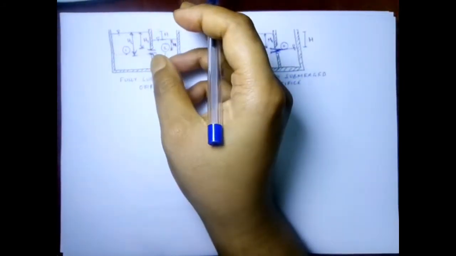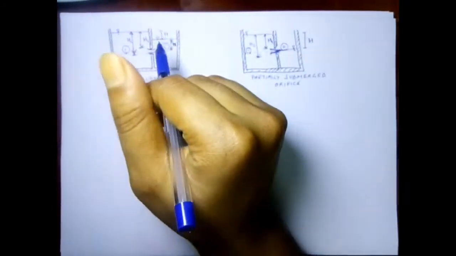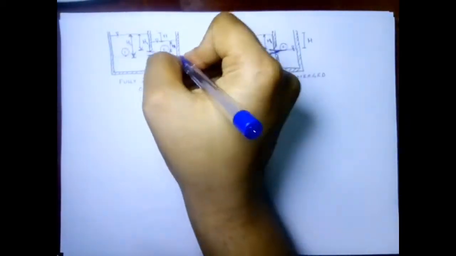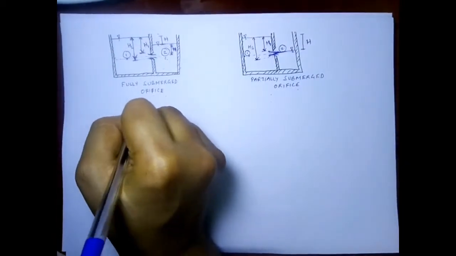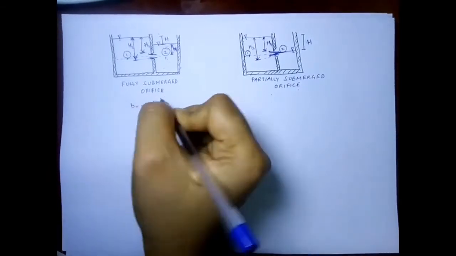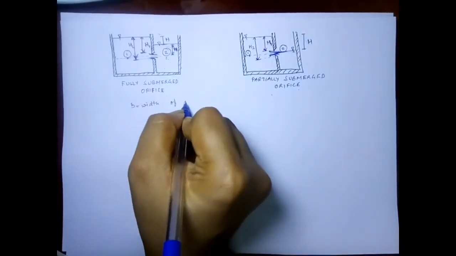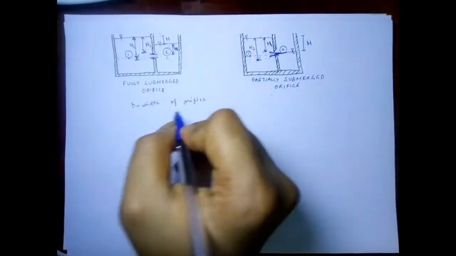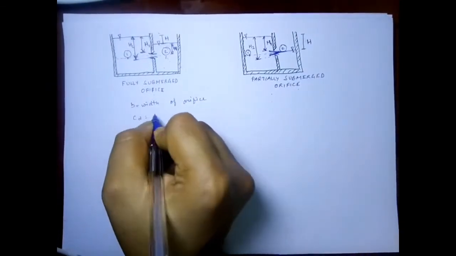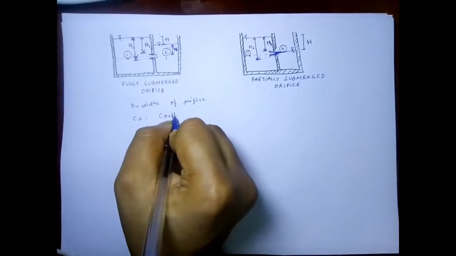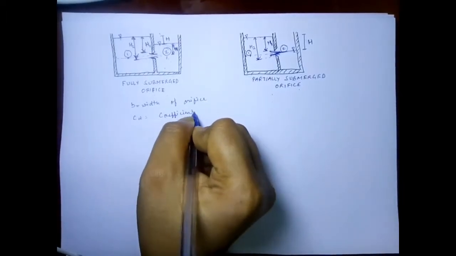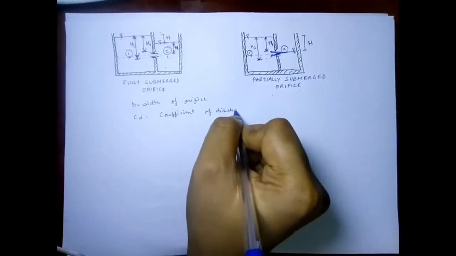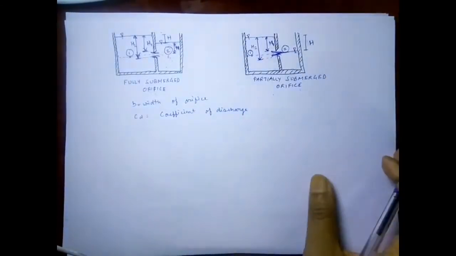H is the difference in water level, and suppose B is the width of the orifice, and let's take that CD is the coefficient of discharge.